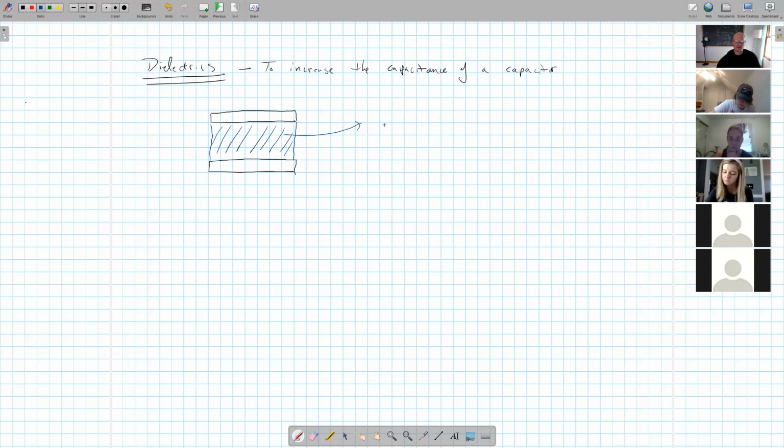So what is a dielectric? A dielectric is an insulator. So this is an insulator, or an insulating material, which increases the voltage we can put onto the capacitor.